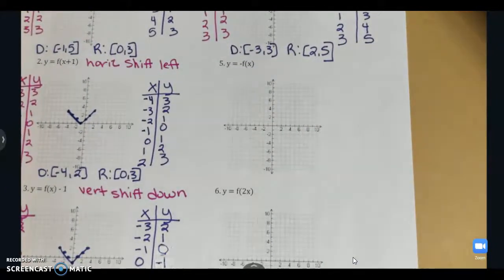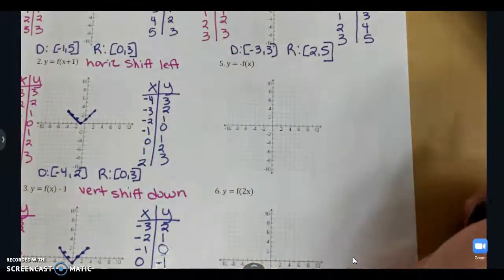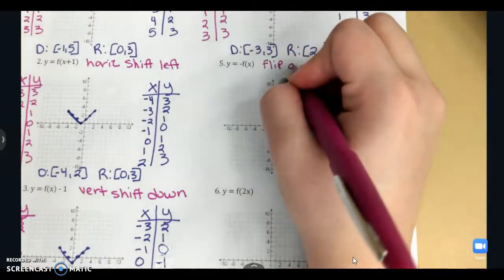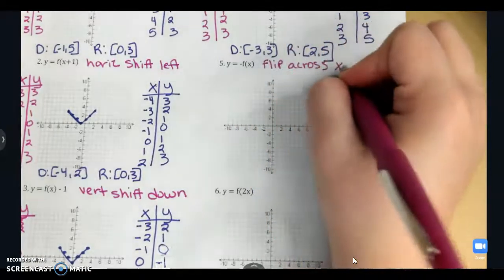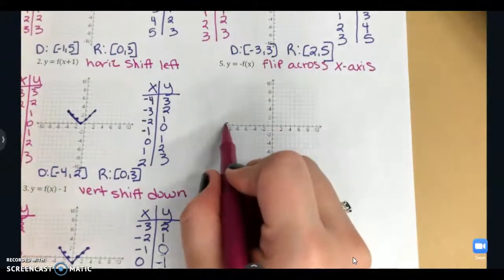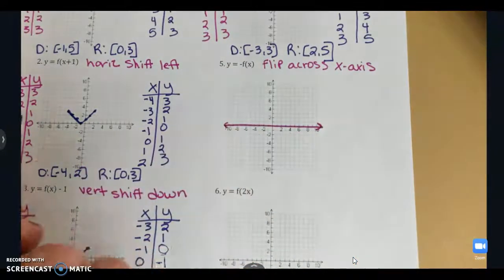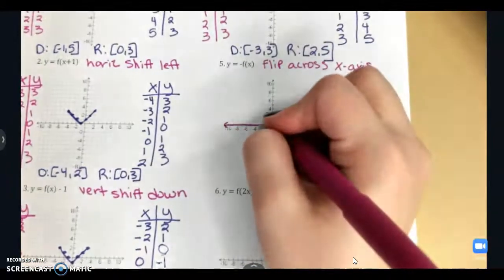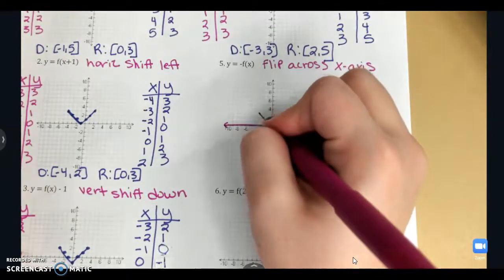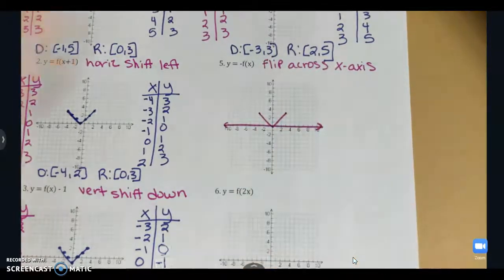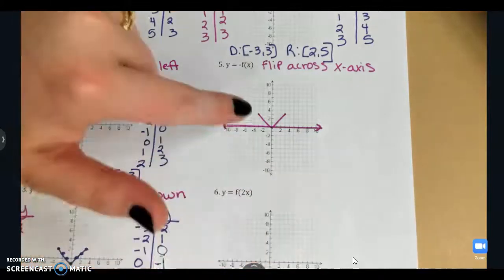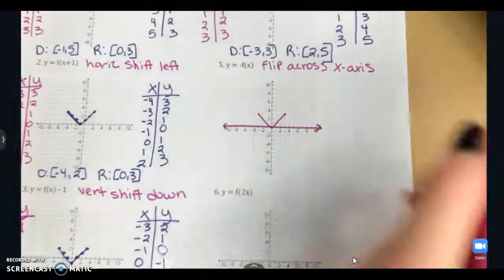Here we have a negative in front of the function, so that means that we are flipping across the x-axis. And when I flip across the x-axis, this is my x-axis right here. So remember, this is what our parent function was. I'm going to graph it really quick just for reference. This is our parent function. When it flips across the x-axis, it's going to be going downward, which means that my y values are going to be changing, and they're going to be changing sign.